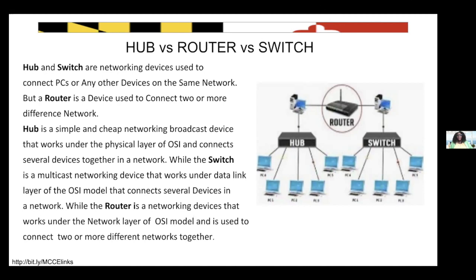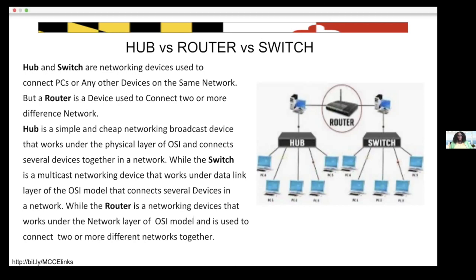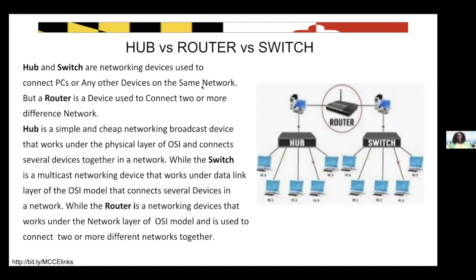Somebody wants an example. An example of which one? Be specific, what example? Because these are the examples, the pictures and all that. The very first one I gave you was just the description. And this is an example. It's telling you that a hub is a simple and cheap network device that broadcasts, that works under the physical layer.